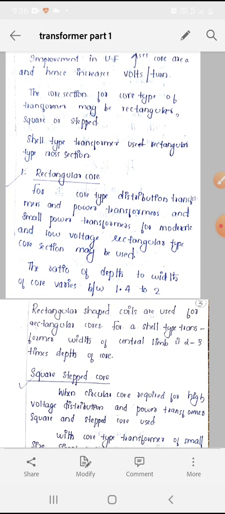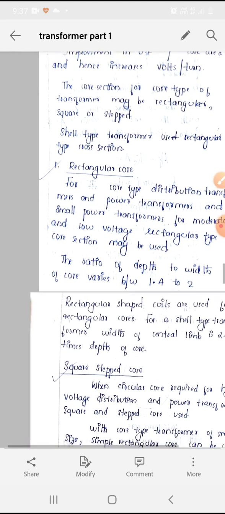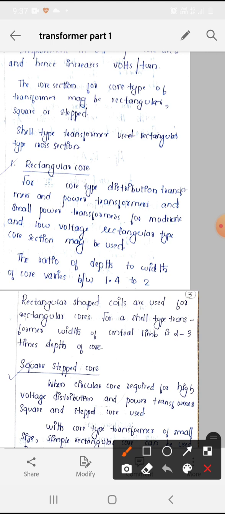So moving on to the rectangular core. For core type distribution transformers, power transformers, and small transformers for moderate and low voltage, rectangular core section may be used. Normally the ratio of depth to width of cores varies between 1.4 to 2.